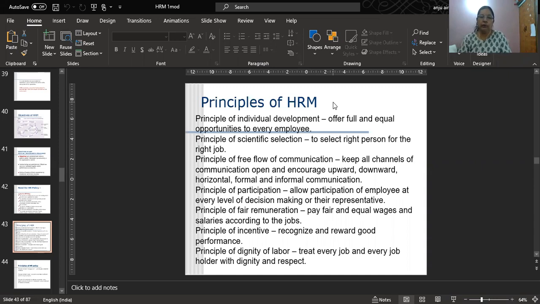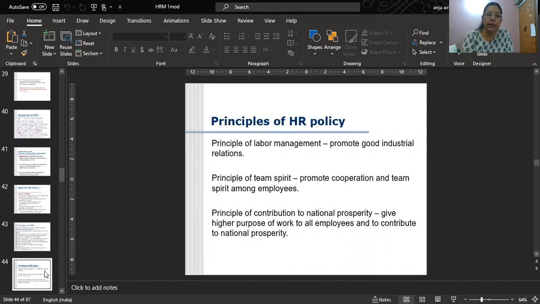That is, whatever the job they are holding, it may be the cleaner's job or a lower level job in the organization, they should be treated with respect and dignity. So, whatever kind of job they are doing, whether it's a low level job or a high level job, they should be treated in the same manner by management. So, these are all the principles of HRM, which should be followed by the HR department in an organization.